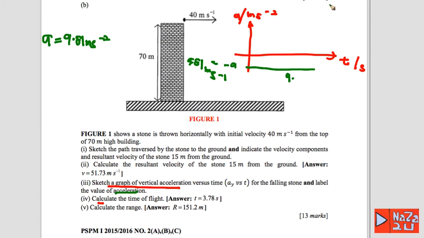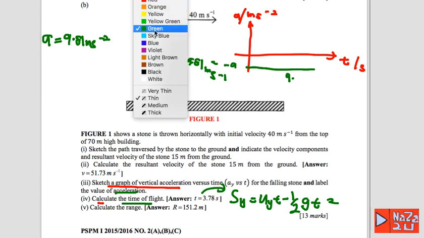Okay, so continue to number 4, time of flight. To calculate the time of flight here, we can use the equation sy is equal to uyt plus half gt square. This is how to get the value of the time of flight t here.